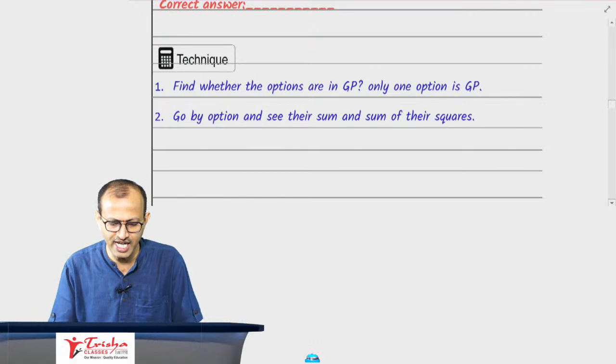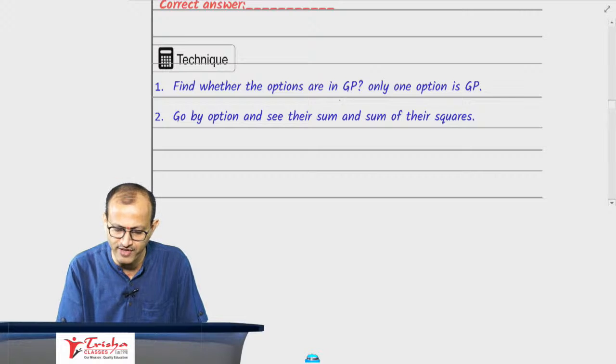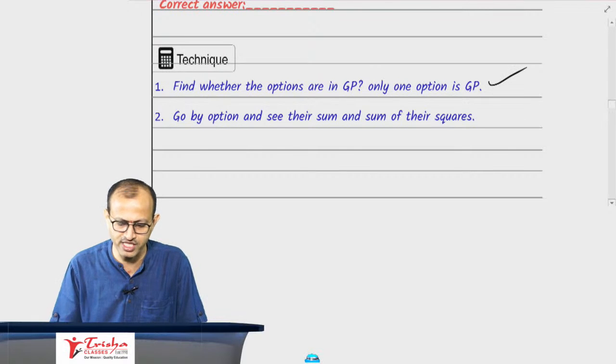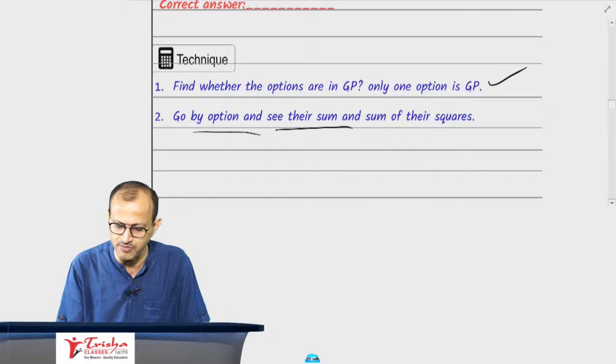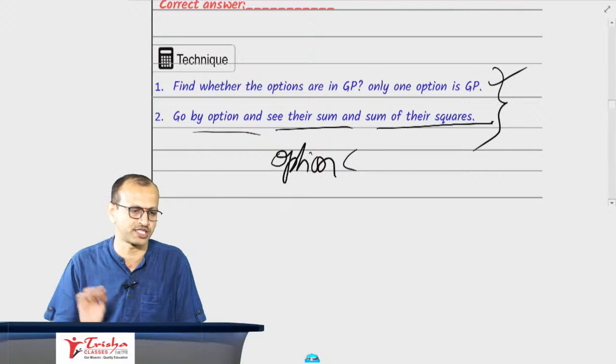Super. Right, I just gave the technique of what I did. Find whether the options are in GP. First, go by option, see their sum of the squares. This all will happen only for option C. Just go by options.